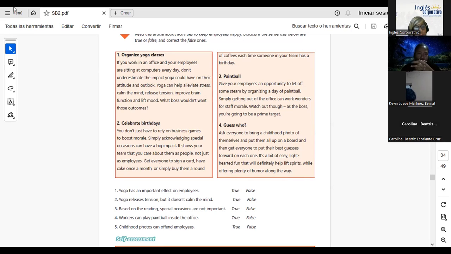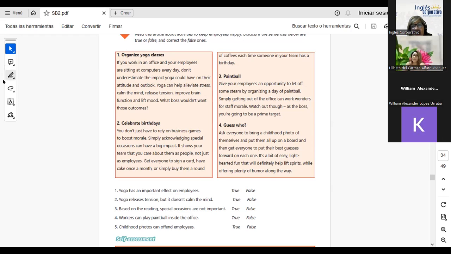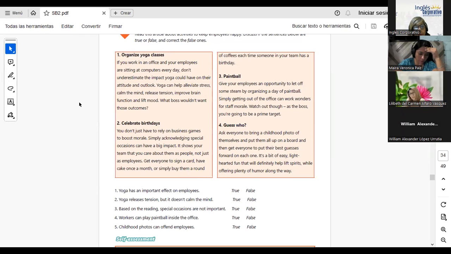Two, yoga releases tension, but it doesn't calm the mind. False. It is false. And what is the true information? It can help alleviate stress, calm the mind, relax the tension. Here it says it doesn't calm the mind, but it's the contrary. It calms the mind.